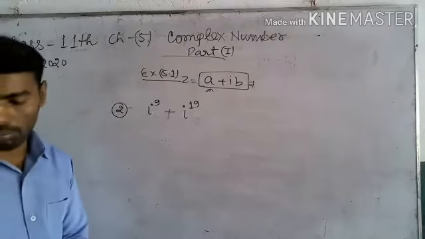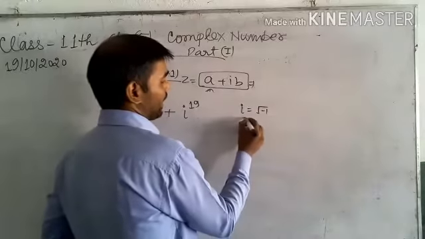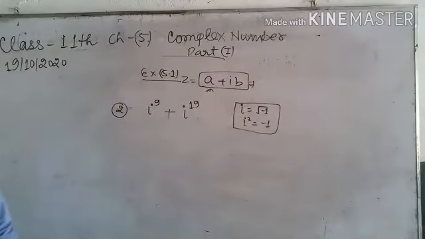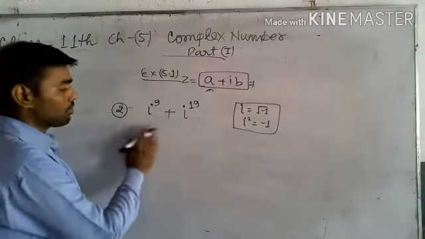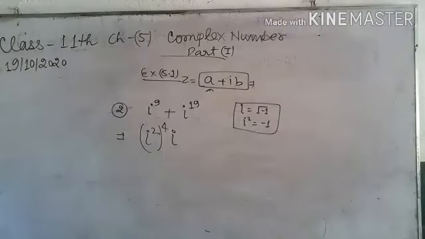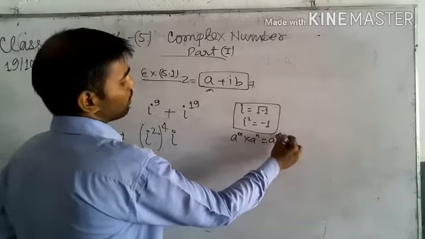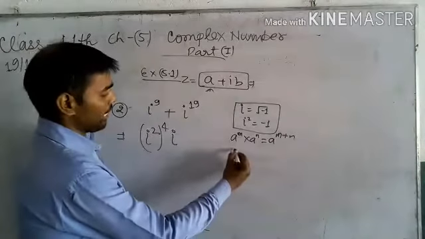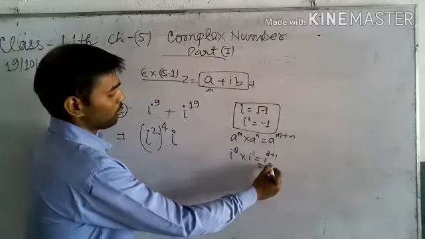What is the value of this number? Again we use i is equal to square root of minus 1 and i square is equal to minus 1. This is the most important concept. Now i to the power 9 can be written in the form i square to the power 4 into i, because a to the power m into a to the power n is equal to a to the power m plus n. Here this is i to the power 8 and into i, it means i to the power 9.